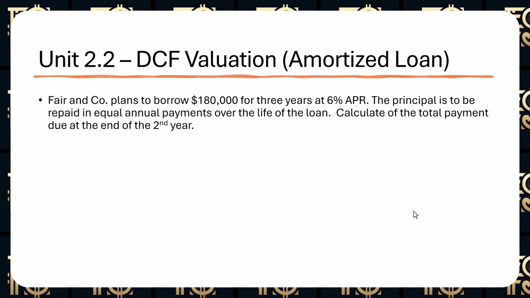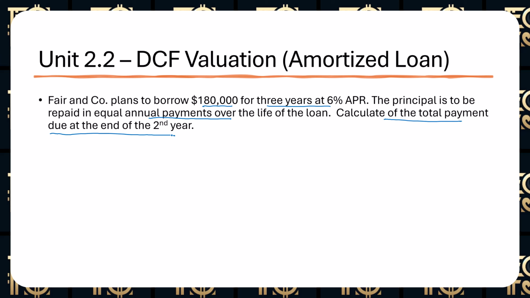Okay, next question. Fair & Co. plans to borrow $180,000 for 3 years at 6%, compounded annually. The principal is to be repaid in equal annual payments over the life of the loan. Calculate the total payment due at the end of the second year.